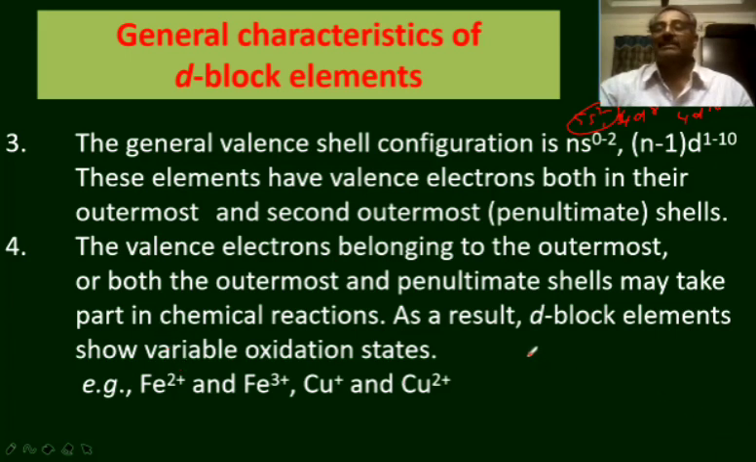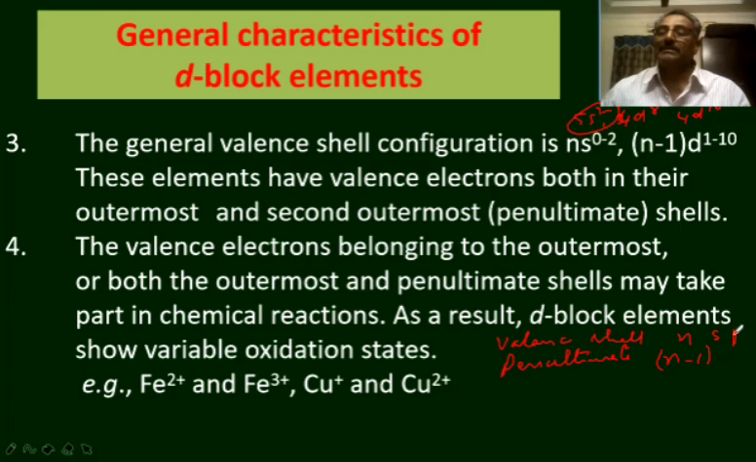In the s and p block elements, only the electrons in the valence shells, that is outer shells, participate in the chemical reactions, whereas in the d block elements, the electrons which are present in the valence shell or the electrons present in the penultimate shell can also participate. Penultimate shell is the shell before the valence shell. If nth shell is the valence shell, (n-1)th shell is the penultimate shell.